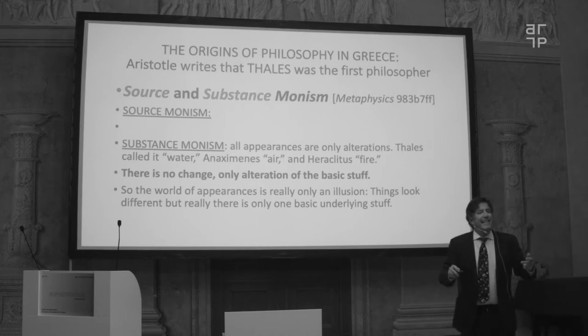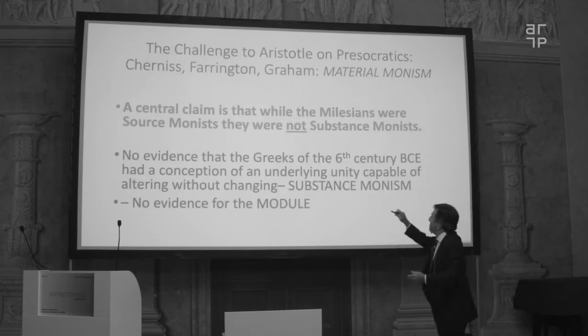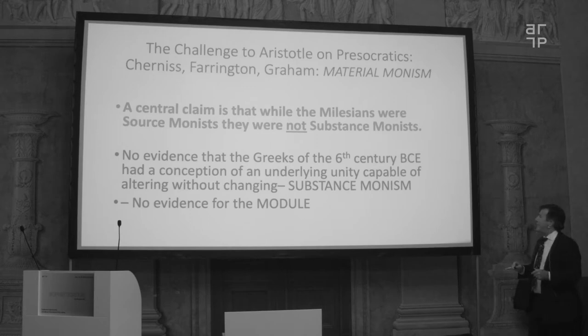And that's the thesis I'm going to argue, because the critics of Aristotle claim, modern critics, that while they were source monists, they weren't substance monists. That there's no evidence of the Greeks from the 6th century who had a conception of an underlying unity capable of altering without changing. That's substance monism. No evidence for the module.